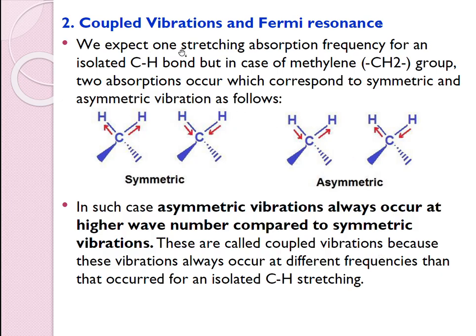Then coupled vibration and Fermi resonance. We expect one stretching absorption frequency for an isolated CH bond, but in the case of a methylene group, two absorptions occur which correspond to symmetric and asymmetric vibration. In such cases, asymmetric vibration always occurs at a higher wave number compared to symmetric vibration. These are called coupled vibrations because these vibrations always occur at different frequencies than that of the isolated CH stretching.